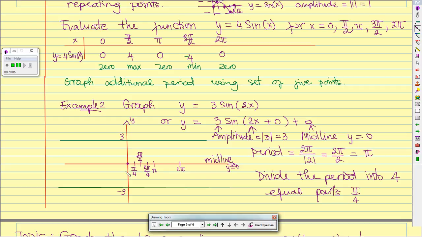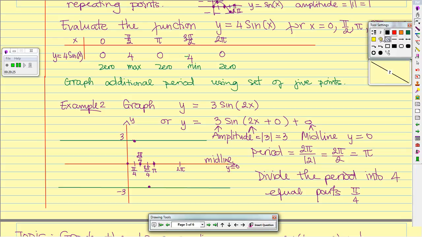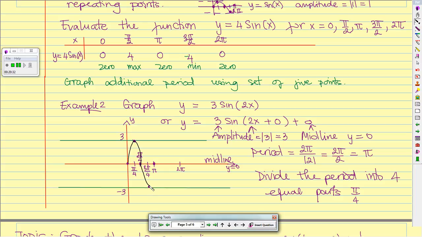Then you must follow the pattern for the sine function. It will be 0, maximum at pi over 4, 0 at 2 pi over 4, minimum when x is 3 pi over 4, and then 0 at pi. And now you are going to connect the 5 points using a curve. So this would be one complete cycle. So this will be one period of the graph. And then you just repeat the same pattern again.